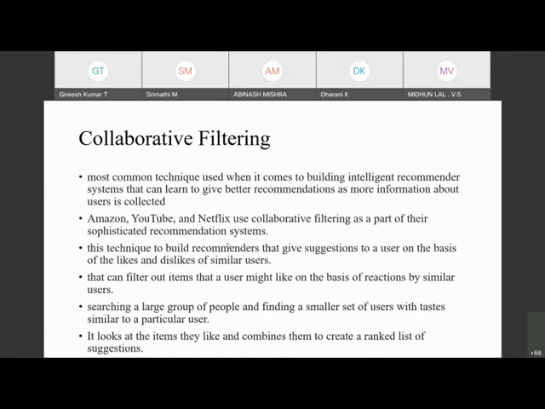So that is the importance of collaborative filtering. That is the reason most online traders and online companies use collaborative filtering techniques. Amazon has it, and YouTube also has it. So we will see how the collaborative filtering technique works. This technique builds recommenders that give suggestions to a user on the basis of the likes and dislikes of similar users.